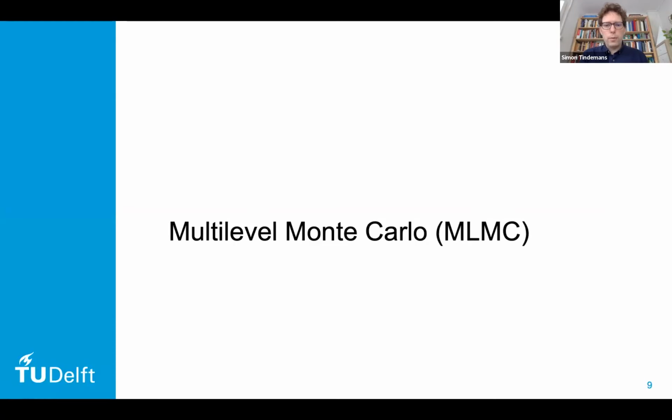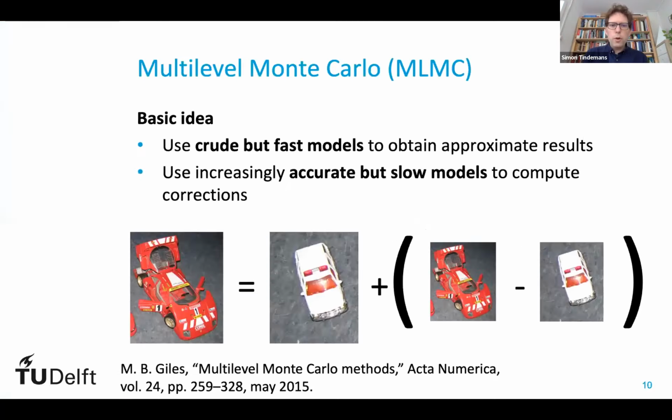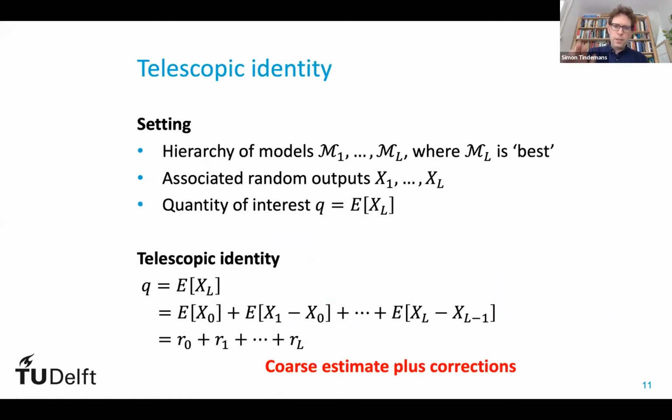All right. So moving to multi-level Monte Carlo. Again, the paper is quite technical. Here, I'll just sketch out at the very highest level some of the big picture and some of the considerations there. So what is the idea of multi-level Monte Carlo? The basic premise is that you use crude and fast models to get approximate results first, and then you use increasingly accurate but slow models to compute corrections. So you approximate this quantity by the simple model plus some difference term, some correction. That's the essential idea.